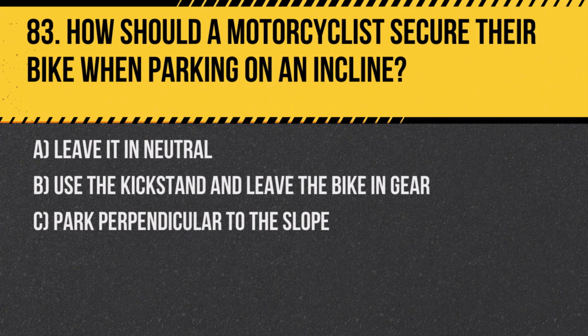Question 83. How should a motorcyclist secure their bike when parking on an incline? A. Leave it in neutral. B. Use the kickstand and leave the bike in gear. C. Park perpendicular to the slope. Answer: B. Use the kickstand and leave the bike in gear. This prevents the motorcycle from rolling downhill.